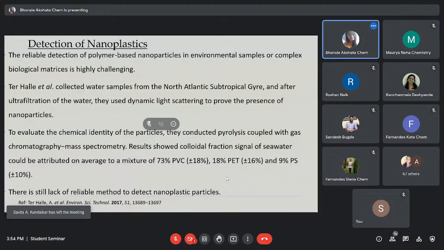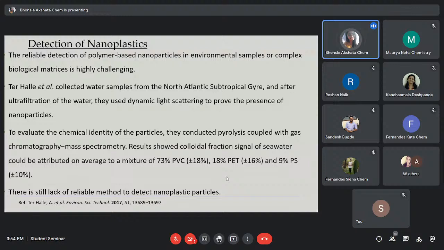Now, Ter Halle et al. collected water samples from the North Atlantic subtropical gyre, and after ultrafiltration of the water, they used dynamic light scattering to prove the presence of nanoparticles. To evaluate the chemical identity of the particles, they first pyrolyzed the particles, broke them down into finer particles, and used gas chromatography to separate them and mass spectrometry to analyze what they consisted of. The results showed 73% polyvinyl chloride, 18% polyethylene terephthalate, and 9% polystyrene. Now, this was just one study. I'm sure after that, a lot more studies for detection of nanoplastics have also been carried out.